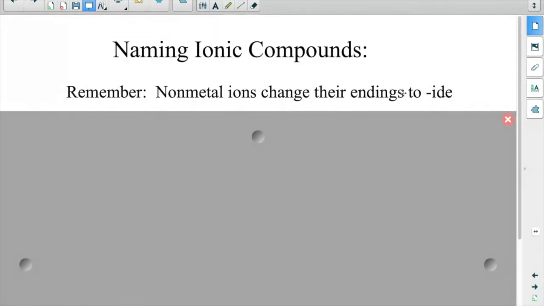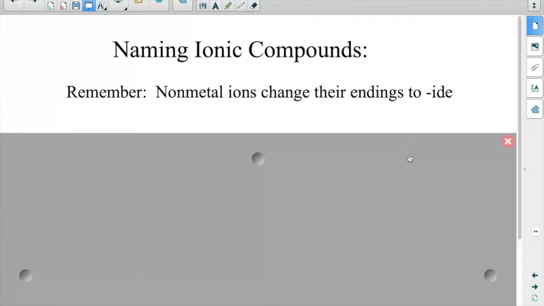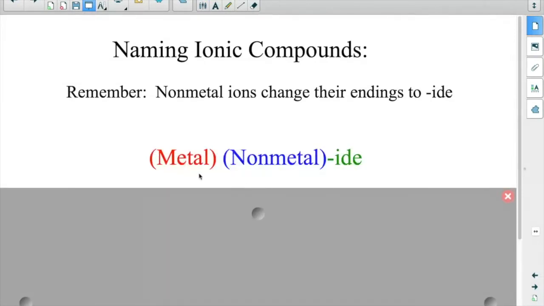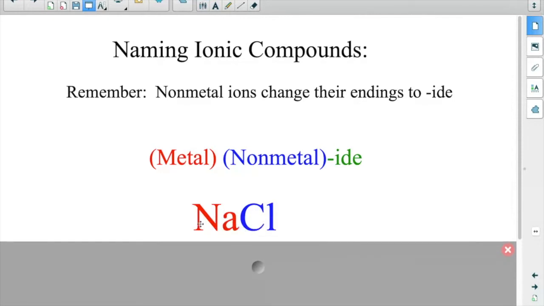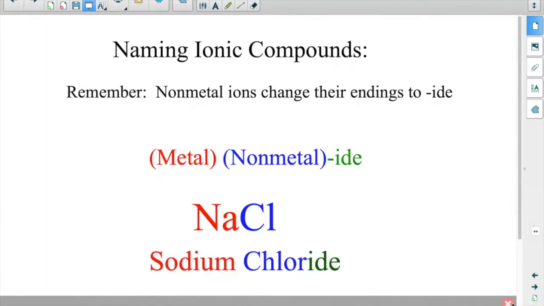In order to name ionic compounds, it's fairly straightforward. We just need to remember that any nonmetal is going to change its ending to "ide." Any nonmetal ion, once it forms an ion, is going to change that ending to "ide." And then all you do is you say the metal and the nonmetal. So the metal, then the nonmetal, changing the ending to "ide." So in the example that we provided, of course, it was a sodium and a chlorine. Change it to "ide." So it's sodium chloride. Always the metal first, the nonmetal, and then "ide."